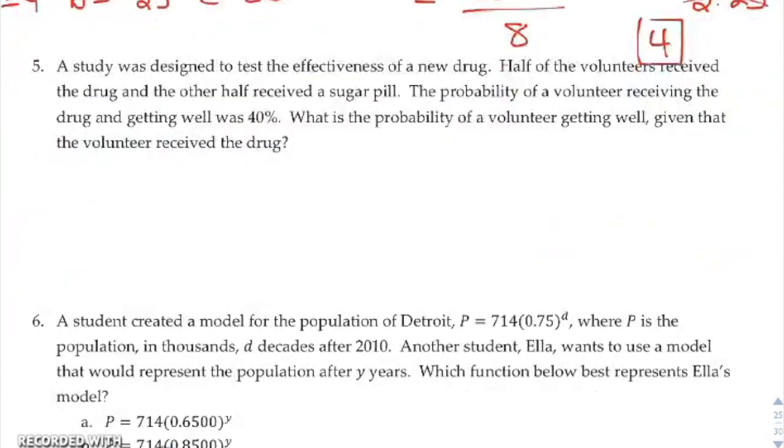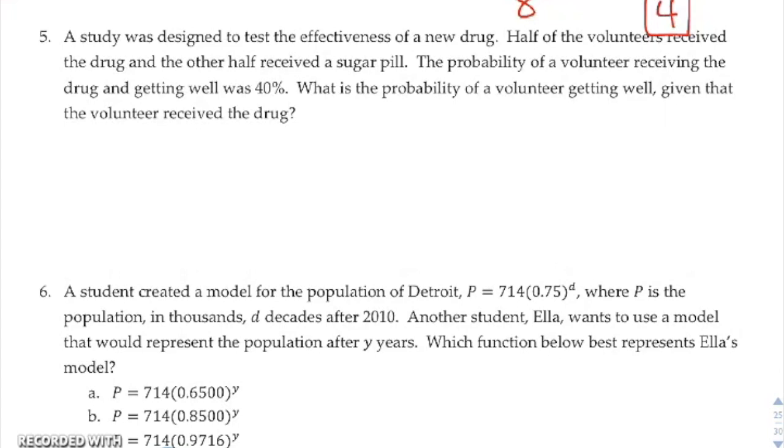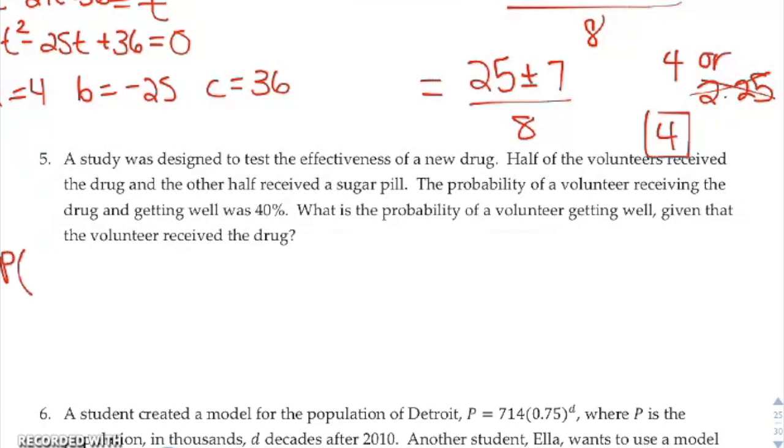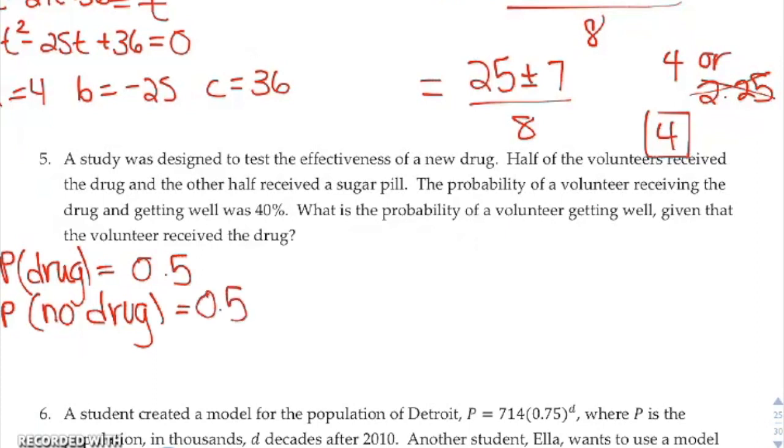Okay, next one. Again, more modeling, more word problems. A study was designed to test the effectiveness of a new drug. Half of the volunteers received the drug and the other half received a sugar pill. The probability that a volunteer receiving the drug and getting well was 40%. So let's write some stuff down. Probability of getting the drug was 0.5. Probability of no drug was also 0.5. And probability of getting the drug and getting well was 0.4.